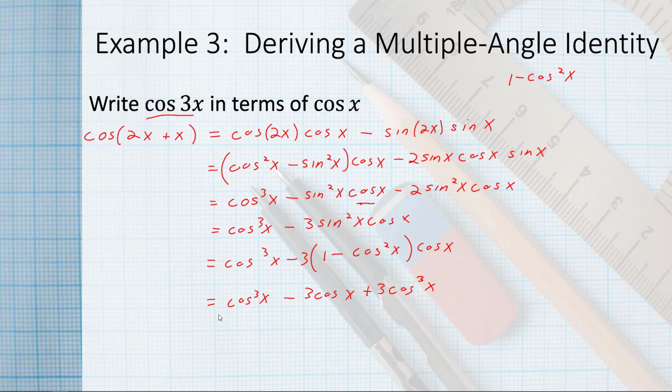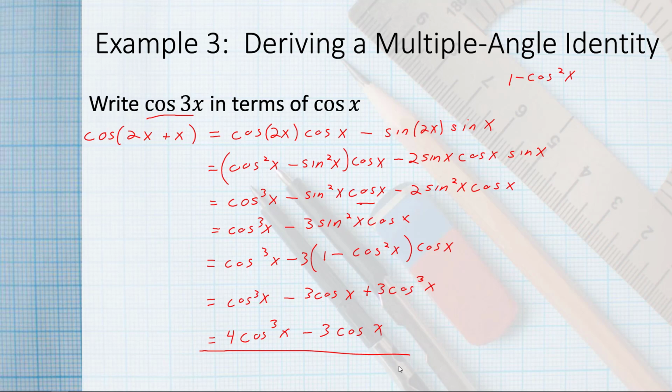Here we have like terms. I have a cosine cubed here, a cosine cubed there. They can be combined, and we will have 4 cosine cubed x minus 3 cosine of x. Now, is this written in terms of cosine of x? Well, yes, it is, because this is basically cosine of x multiplied by itself 3 times, and this actually is indeed the identity that we're looking for. Okay, so that was fun.